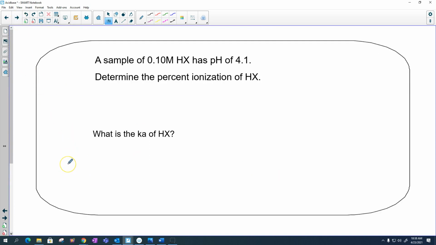We have a sample of 0.1 molar HX with a pH of 4.1. Determine the percent ionization. What is the Ka? Let's walk through this calculation. We have HX plus H2O yields H3O plus and X negative. These are just ICE table calculations, much like we had in the last chapter. 0.1 is my starting concentration. Water is not playing a role.